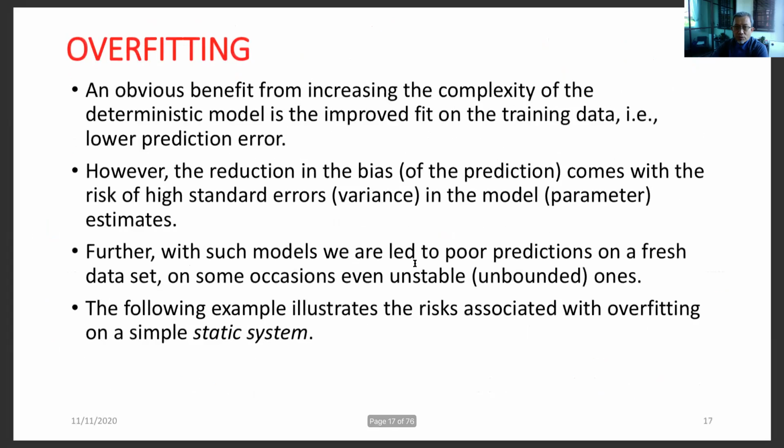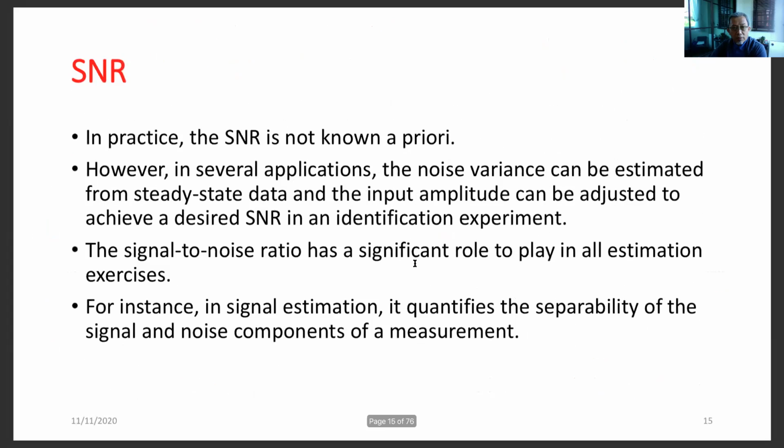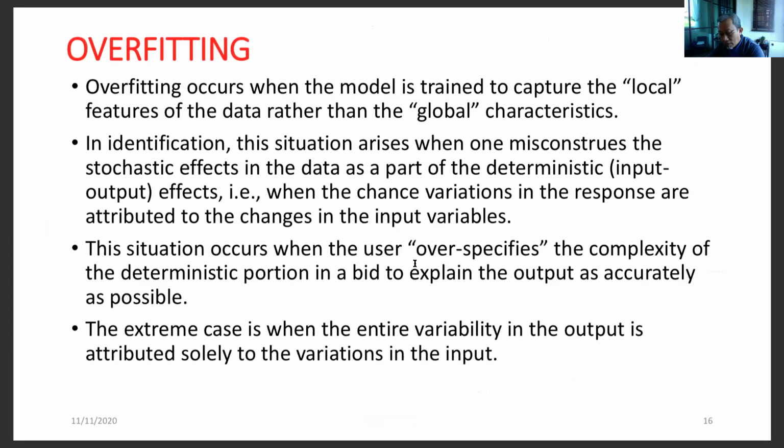So the second issue, on top of SNR, is overfitting. Overfitting means that we fit the data, the best straight line or the best estimation curve. Overfitting means we over-quote the model as a higher-order model.